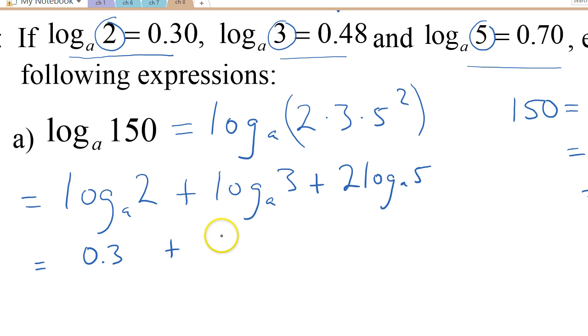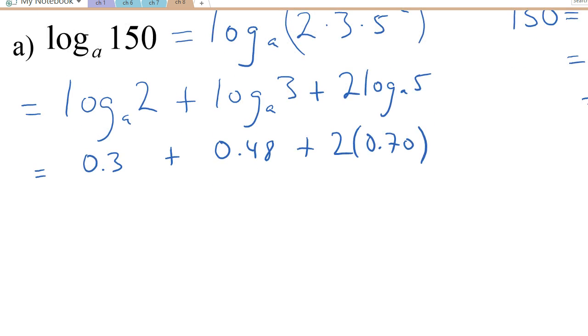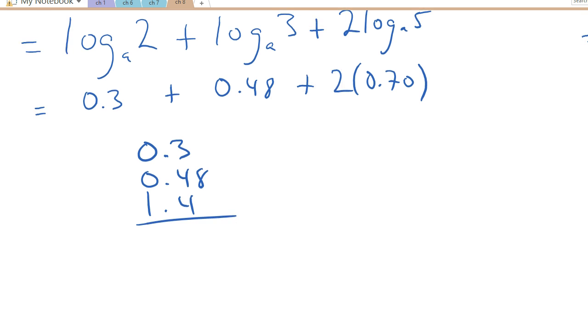plus 0.48 plus 2 times 0.7. Okay, so adding these together, let's see, 0.3, 0.48, and then 1.4. I guess I get 2.18. Okay, so my final answer is 2.18.